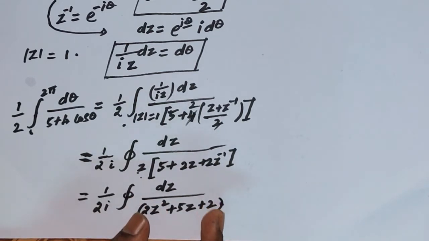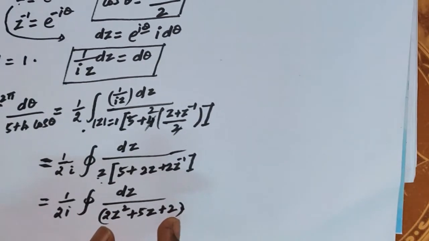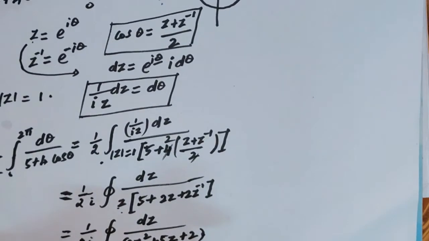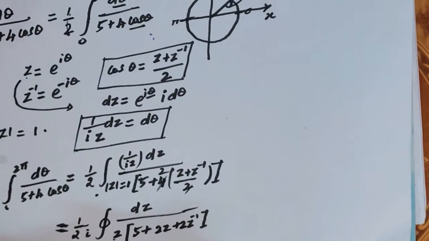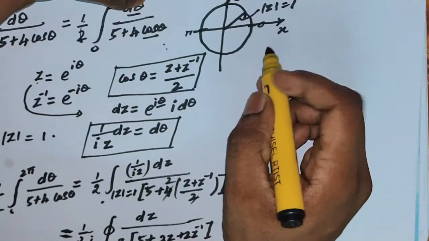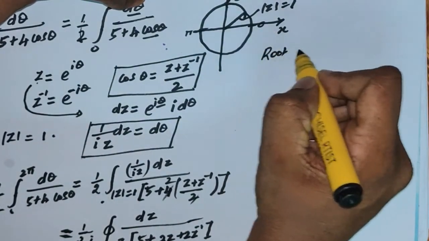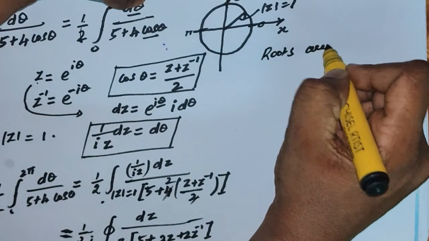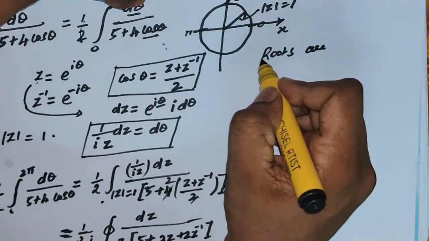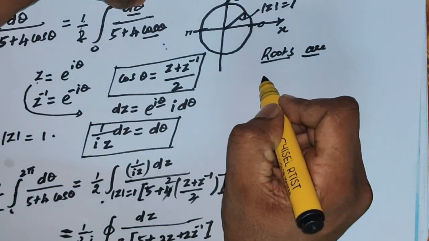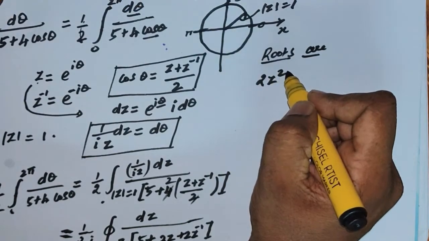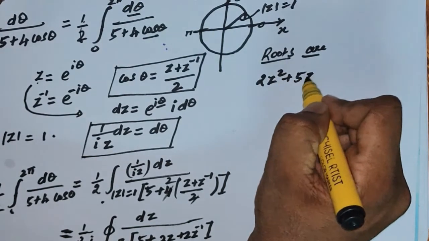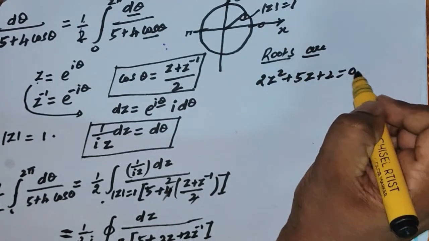Suppose you are finding the root of the denominator, at those roots the denominator goes to 0, that means the function goes to infinity. It would be simple to find the roots of this equation. The denominator we are having is 2z square plus 5z plus 2 equal to 0.